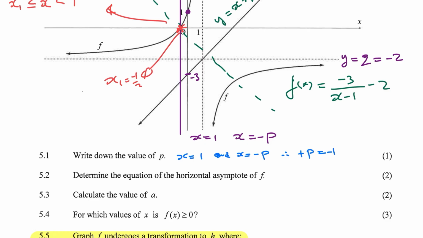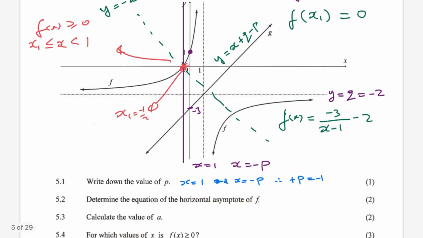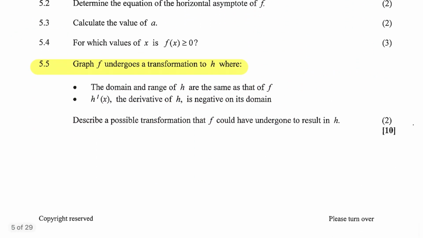But if you want to get a total in your final exam, let's do 5.5 together. So let's go. 5.5 says the graph undergoes a transformation to H. Okay, so the domain and the range of H are the same as F. So what is the domain of F?